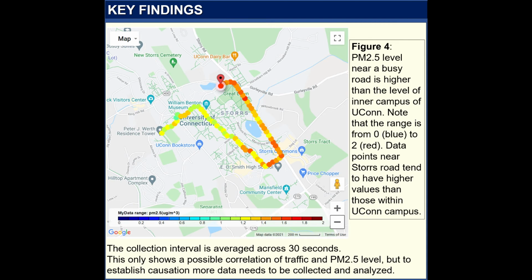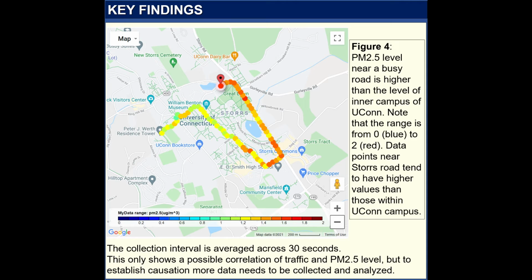Key findings. Figure 4 shows the data collection run I did around lunchtime. This figure suggests that the PM2.5 level near a busy road is higher than the level of inner campus of UConn. The data points range from 0, indicated by dark blue, to 2, indicated by deep red, in units of micrograms per meter cubed. Notice how the data points near Storrs Road, which was full of traffic at the time of data collection, have higher values than those points within UConn campus.